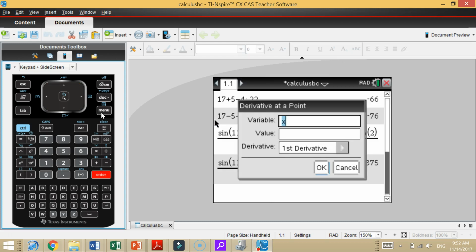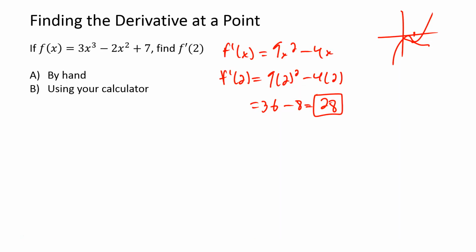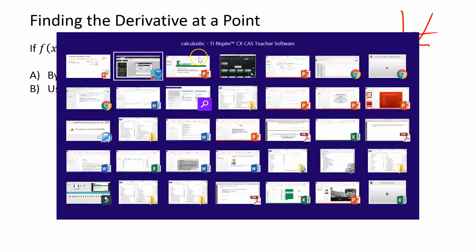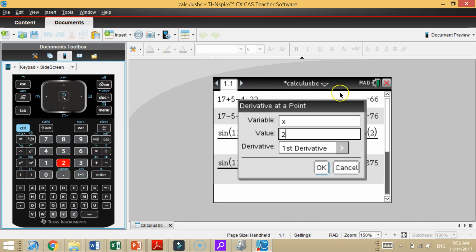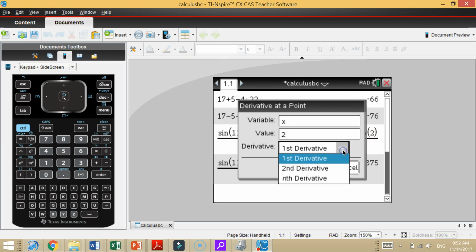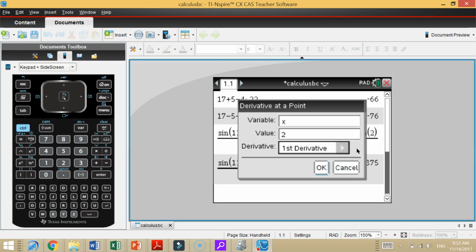So variable is x, that's just fine. The value I want to evaluate it at, I think we said was x equals 2. So I'm going to evaluate it at x equals 2. First derivative is fine. You could also do a later derivative, second, third, nth derivative. They'll take anything you want. Okay, so first derivative is good.